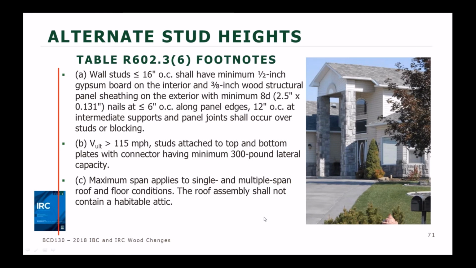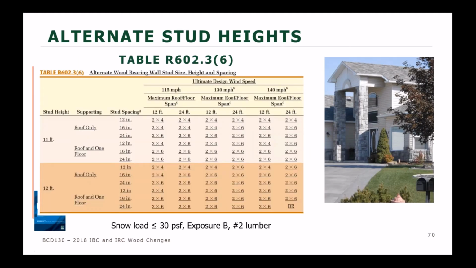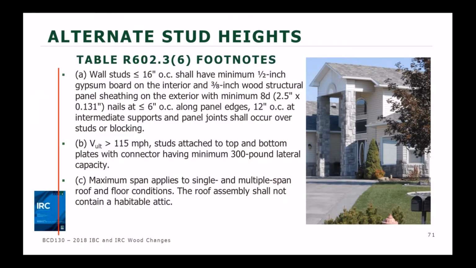Now, at the bottom of the table are 3 footnotes, and in your PDF, these are broken down into more easily read statements. Here I've put them together so you can see what the entire footnote actually looks like. So the first footnote talks about wall studs that are less than or equal to 16 inches on center. And if we go back, we find that the table itself talks about studs that are 12 inches on center, 16, and 24, which means the footnote doesn't address 24-inch on center studs.